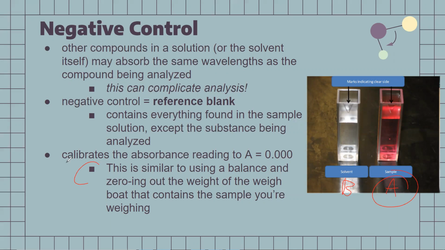Kind of like you can think of it similar to using a balance and a weigh boat. If you want to weigh a sample in a weigh boat, you have to zero out the weight of the weigh boat before you take that mass, that measurement, or you have to subtract it out later. Either way, you have to get rid of the weight of the weigh boat somehow, some way, before you can get an accurate measurement.